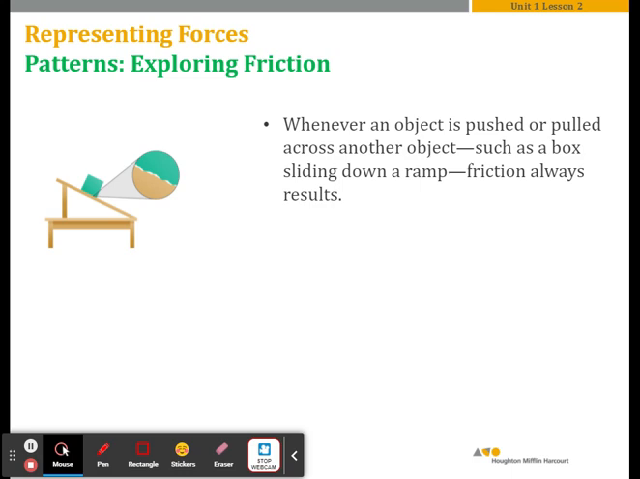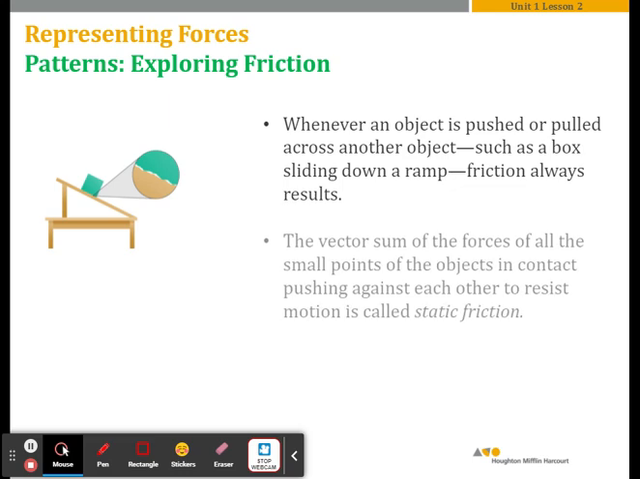So whenever an object is pushed or pulled across another object, like when we have a box sliding down a ramp, in our experiment, we had boxes sliding down ramps. The boxes were made of different materials, and the ramps were made of different materials. So whenever there's sliding, there is friction. If you add up all of the vectors that are acting on that object, then you're going to get the net force acting on that object.